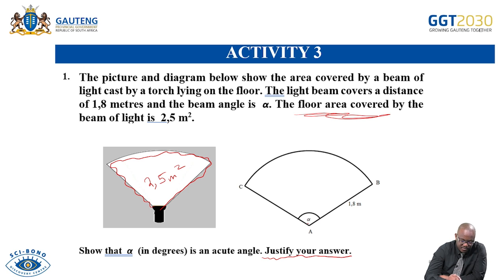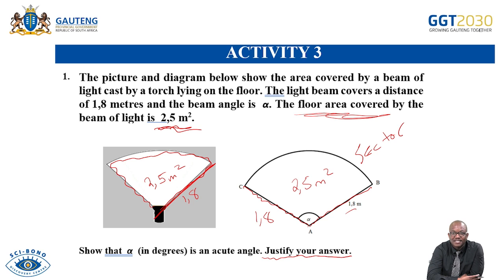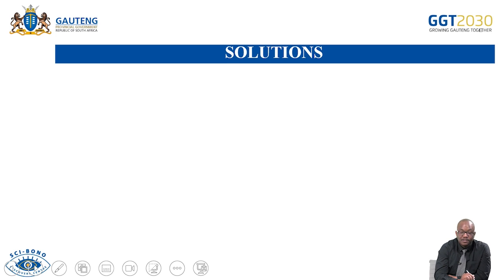Right? Then they're saying the distance of the light is 1.8, like is illustrated here. We have 1.8. It also means that we have 1.8 that side. Correct? And then the area they're saying is 2,5 meters squared. The shape that we are given here, we can see that we are given the shape of a what? Of a sector. It means the area that is given here is the area of a sector. Correct. So now we are going to use the area of a sector to determine our angle.